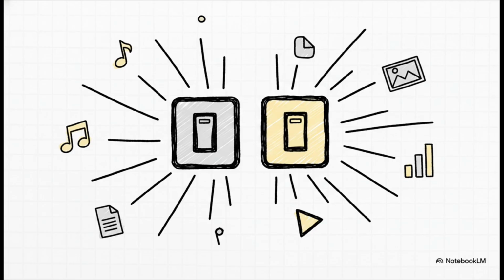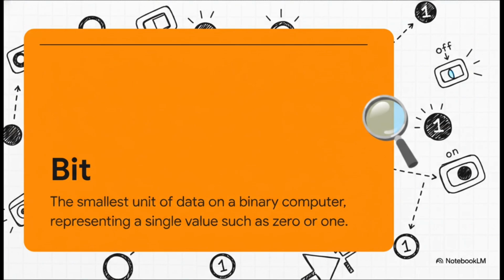Every photo you've ever taken, every song you've streamed, every single line of code is built on this one simple idea, a choice. And in the world of computers, that choice gets a special name. It's called a bit. Think of a bit as the atom of information. It can be a 0 or a 1, an off or an on, a false or a true. Now, on its own, a single bit isn't very powerful, but it is the absolute starting point for everything.